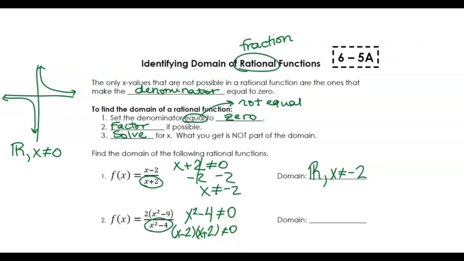So what do I do with each factor? Set them not equal to 0. It's kind of like whenever I'm solving, I'd take each of these and create a little mini equation. Well, now instead of setting them equal to 0, I don't want them to be equal to 0. So x, oops.